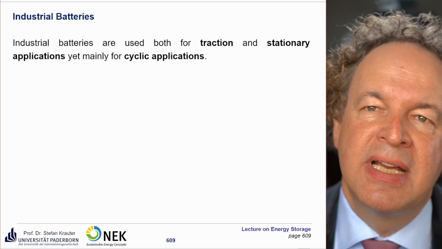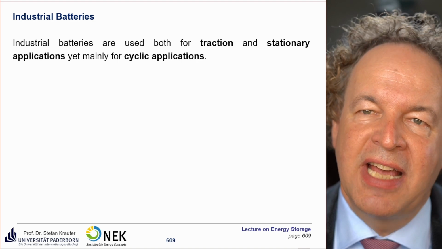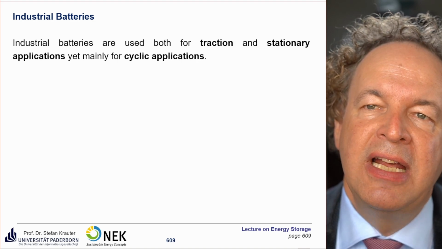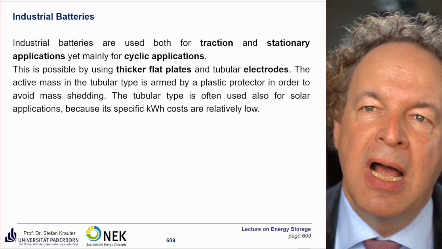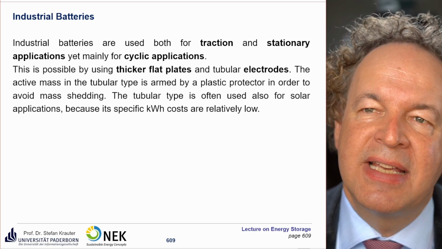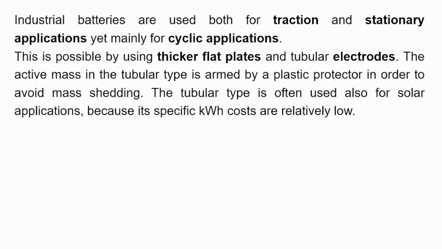Industrial batteries. Industrial batteries are used both for traction and stationary application, yet mainly for cyclic applications. This is possible by using thicker plates and tubular electrodes. The active mass in the tubular type is armed by a plastic protector in order to avoid mass shedding. The tubular type is often used also for solar application because its specific kilowatt-hour costs are relatively low.